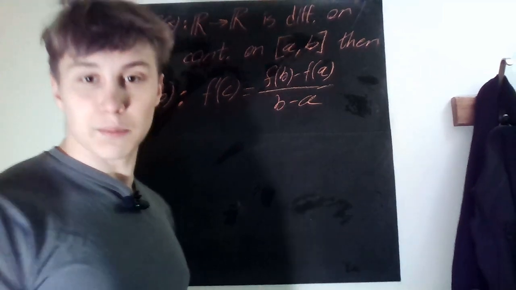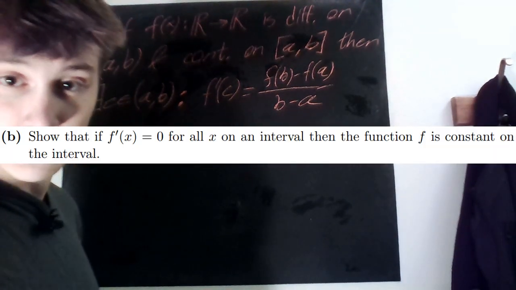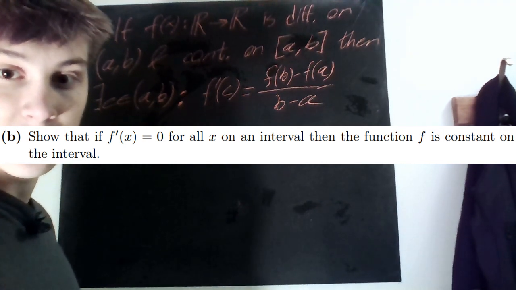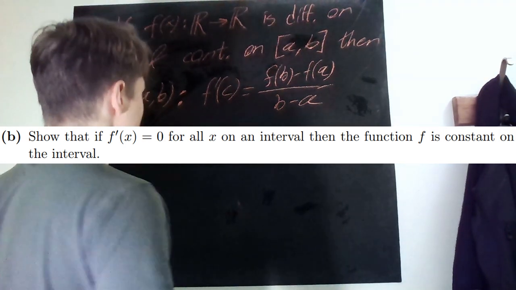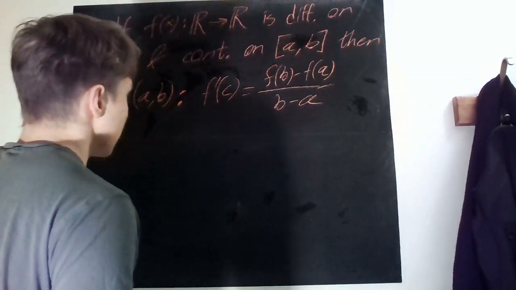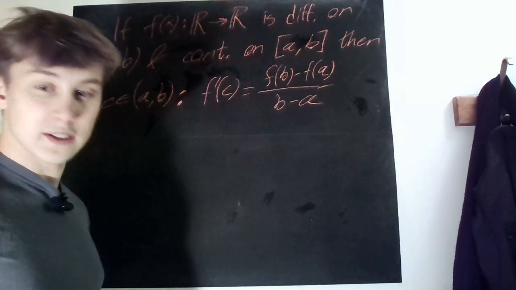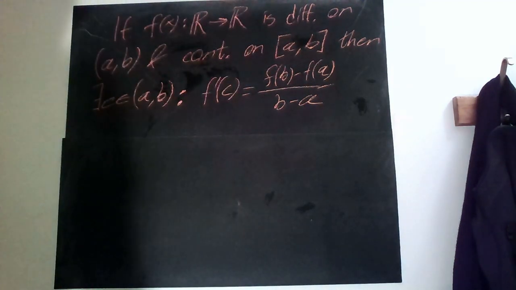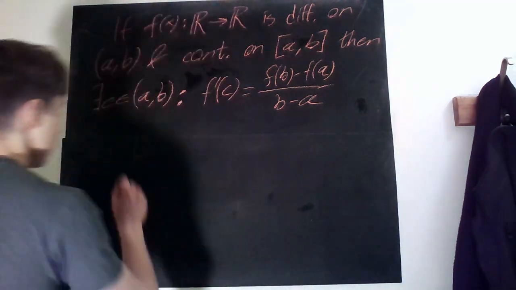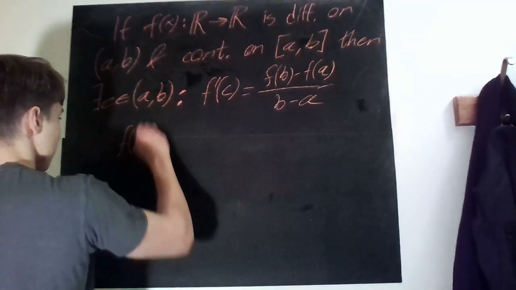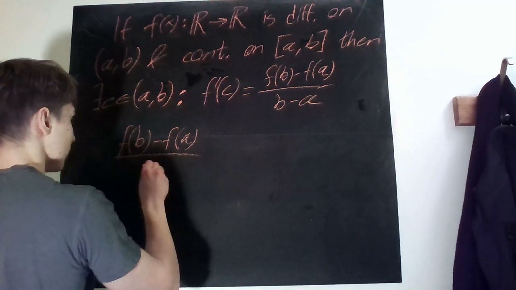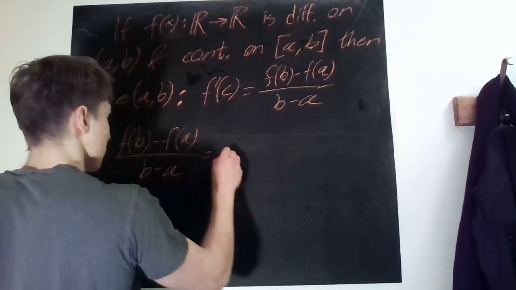Moving on to the second part. Show that if f prime of x is equal to 0 for all x on an interval, then the function f is constant on the interval. So essentially what this means is that if f prime of x is always 0, then no matter what you choose a and b to be, f of b minus f of a over b minus a will always be 0.